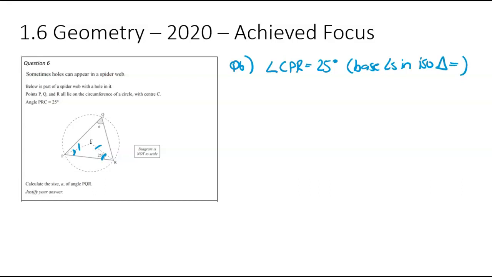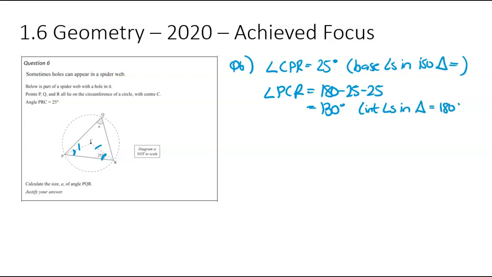Now that we've dealt with the base angles, we can use the rest of the triangle rule to find that angle sitting near the center of the circle. So that is angle PCR, and we know that's going to be equal to 180 degrees minus 25 minus 25, those two minus 25s being the other angles in the triangle. And when I do that calculation, I'm getting 130 degrees. And my reasoning, internal angles in a triangle equal 180 degrees. So I now know this angle down here is 130 degrees.